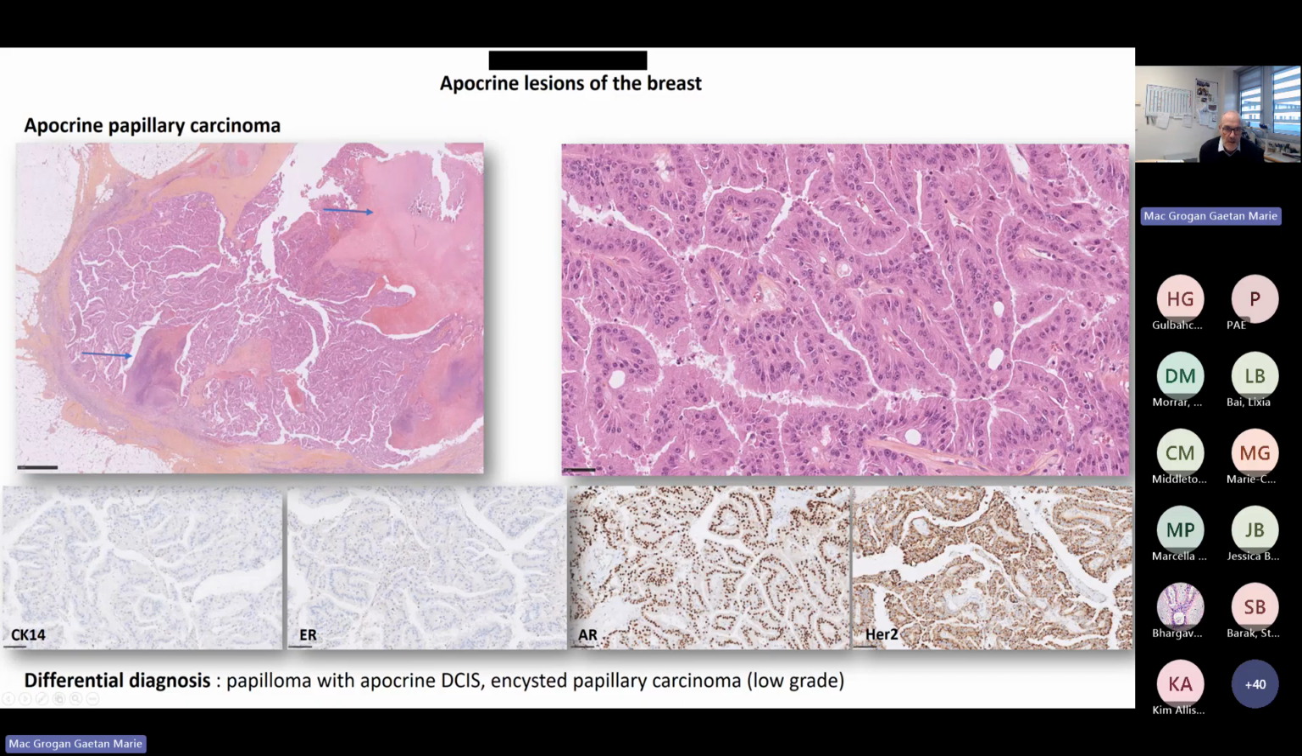Now, the differential diagnosis here would be papilloma with apocrine DCIS, but we would see, at least in some areas, the maintenance of the myoepithelial cell layer. Another differential diagnosis would be encysted papillary carcinoma, which is of low grade. But here, the cells are of high grade, and it's a triple negative lesion. So I would consider this type of lesion as a high grade encysted papillary carcinoma and manage it in that way.